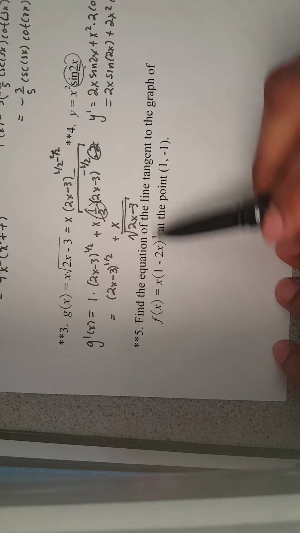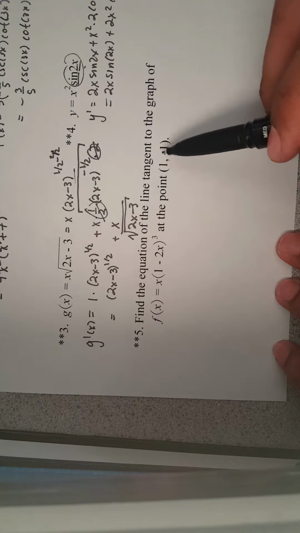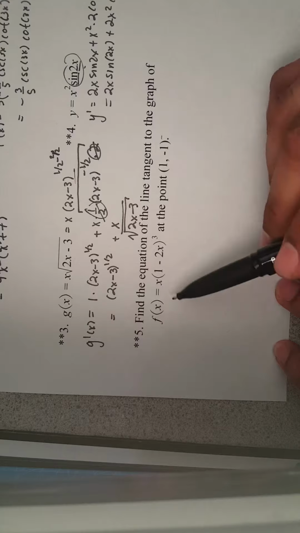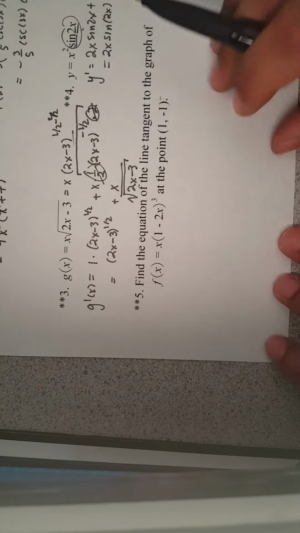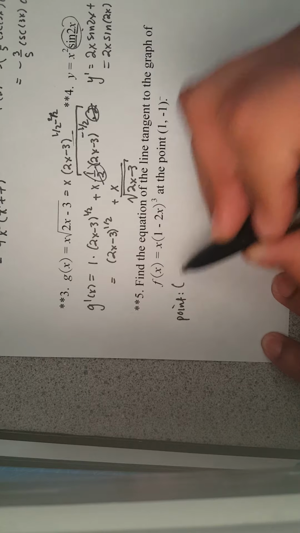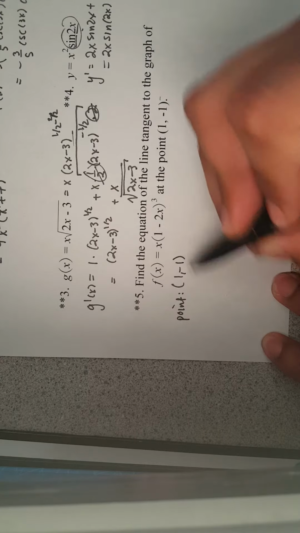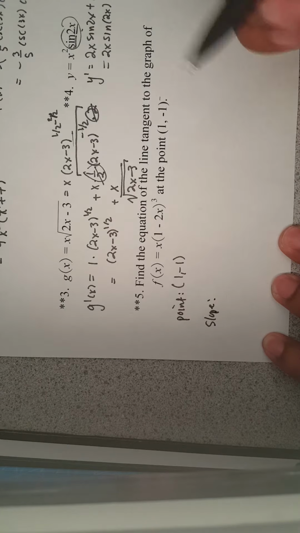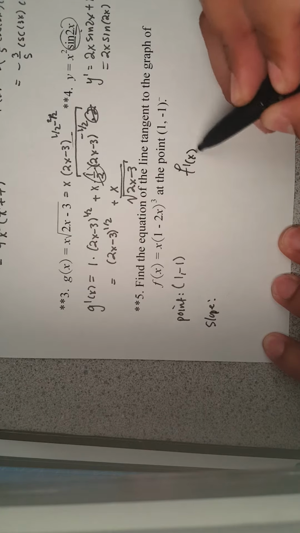All right. Now this last portion here, it says find the equation of the line tangent to the graph of f of x at point 1, -1. If you want an equation of a line, you need a point, which is 1, -1, and a slope. So we have the point, we just don't have the slope. So we need to take the derivative to give us our slope.